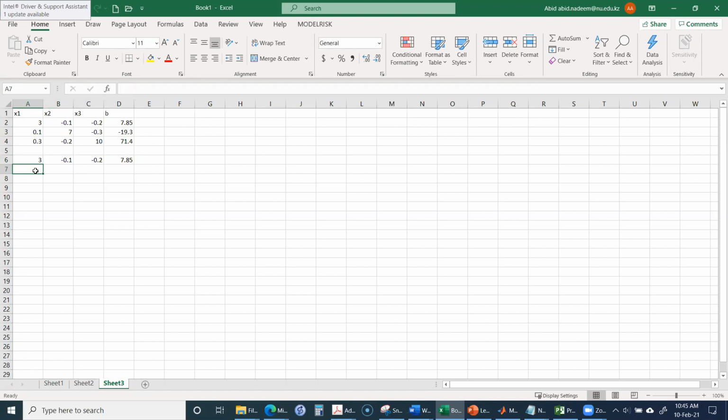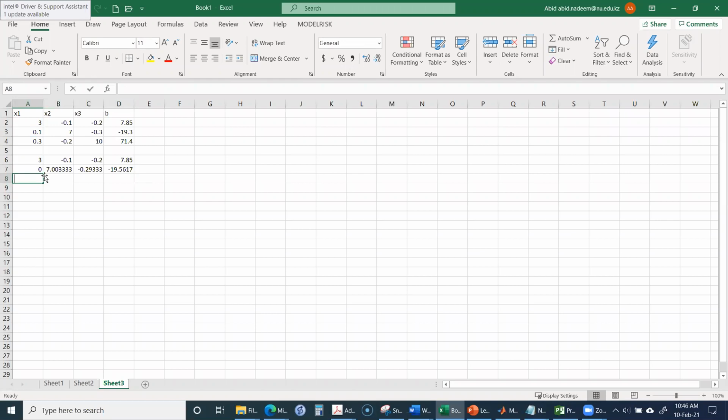And now what we will do is we will subtract the first row from the second row, but in what way? We will take the second row minus 0.1 divided by 3 times the first row. In this way I will get a 0 over here, and this will be the value.